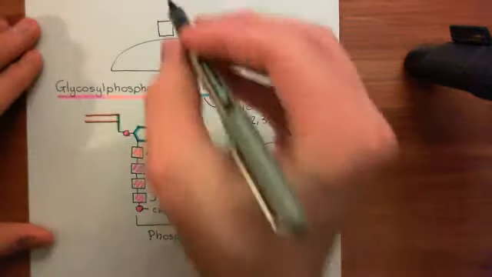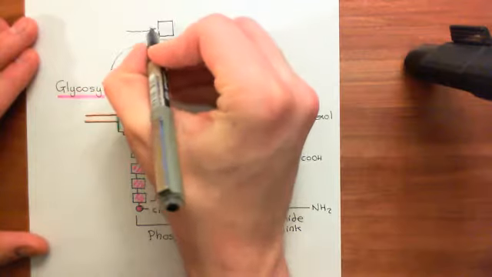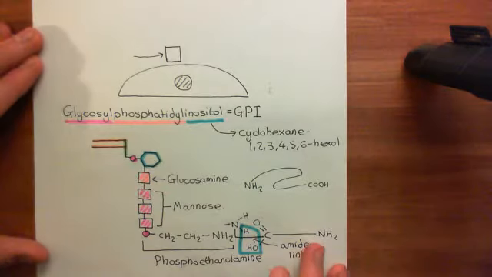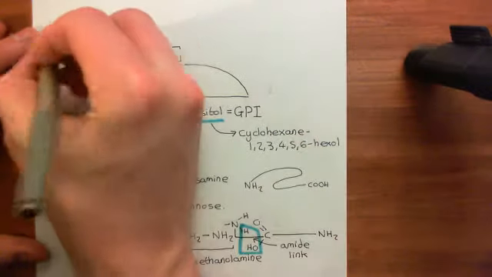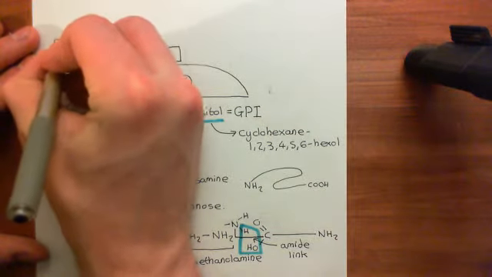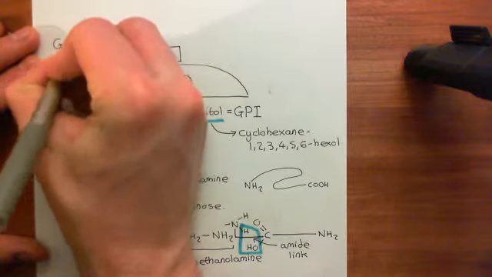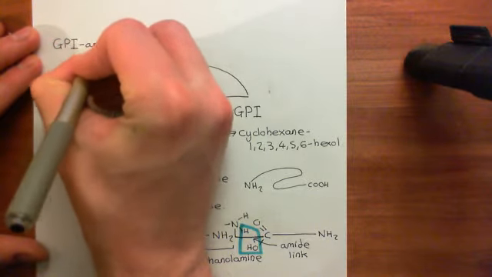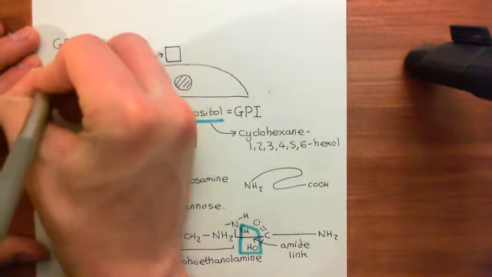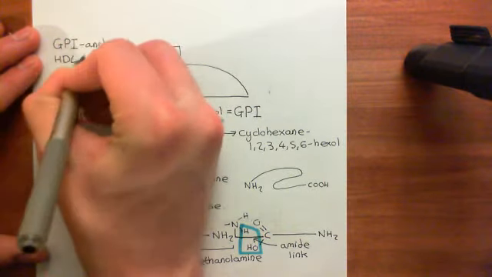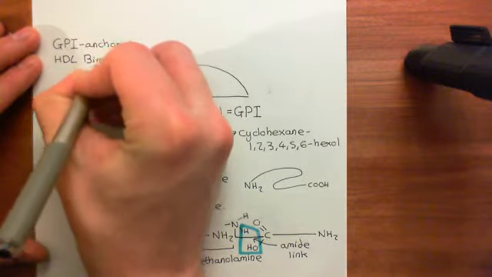So, what is this protein then? What is the name for this protein? Well, this is why I wanted to discuss what GPI actually is before I gave you the name of this protein, because this protein is called GPI-anchored. So that's the first part of its name. And then HDL, high-density lipoprotein, binding protein.